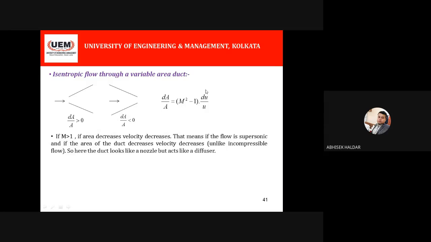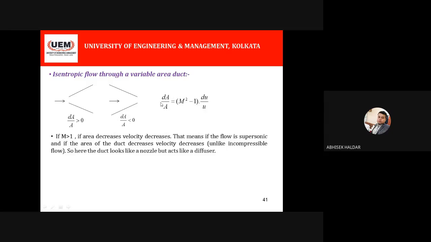Try to follow me gradually. This equation you can see. Now if we put M greater than 1, what will happen? This M square minus 1 term has some positive value. If dA by A has some value, say for example 2 or 3, and now in the equation I decrease the left hand side, will du by u decrease or increase? Obviously it should decrease to make the equation correct.